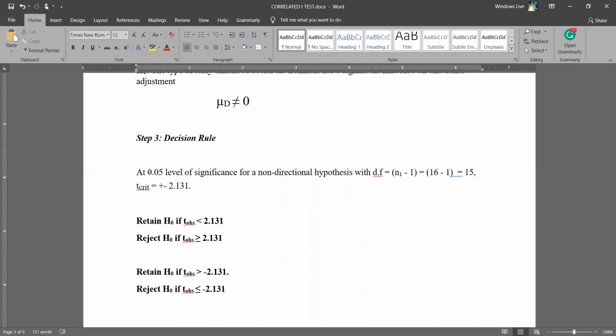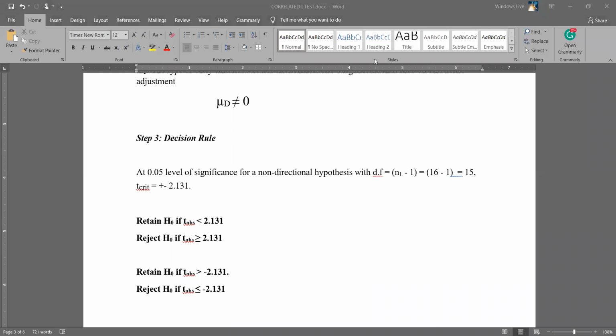So it means you use that critical value and you compare it with the T observed. The T observed is the value that we'll be calculating later under step 4. If that value is positive and it is less than our critical value, then we are supposed to retain HO. But if it is greater than or equal to our critical value, we are supposed to reject. All right, so that's what you do.